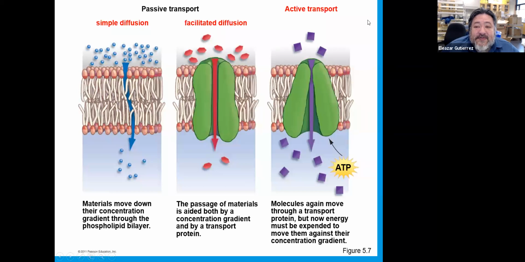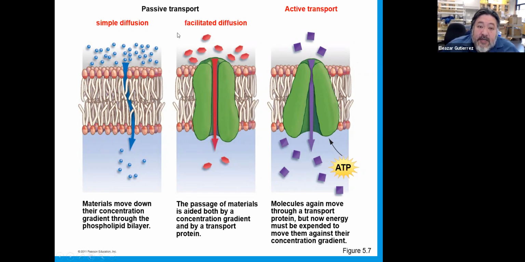We have passive transport and active transport. Okay, and the reason I have these color coded is because passive transport, by definition, means transport that does not require energy. Active transport, on the other hand, does require energy. And by energy, I mean the hydrolysis of adenosine triphosphate, this little molecule over here, ATP.